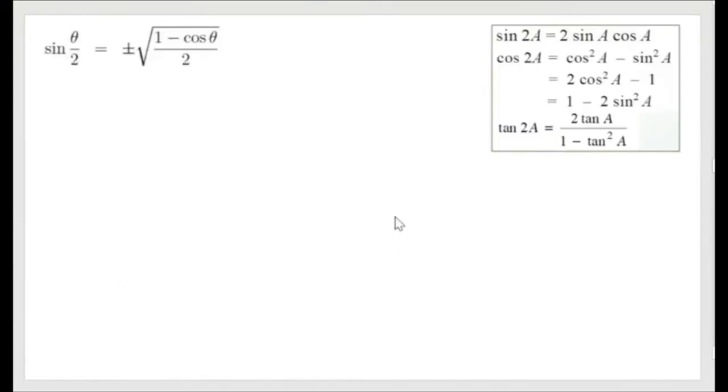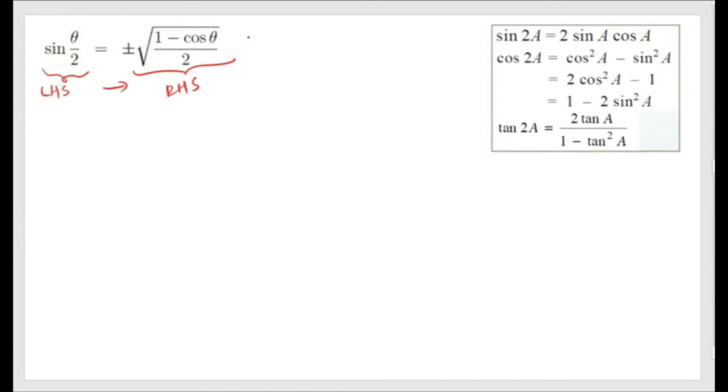How to prove? The first one, how we are going to prove sine theta over 2 equals plus minus square root of 1 minus cos theta over 2. So you see this. We have to prove from the left-hand side to the right-hand side.